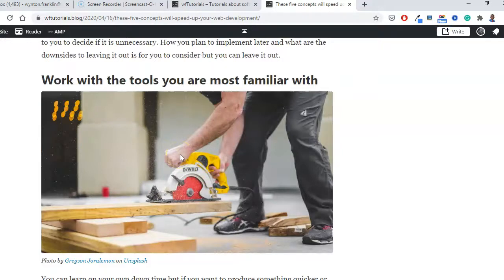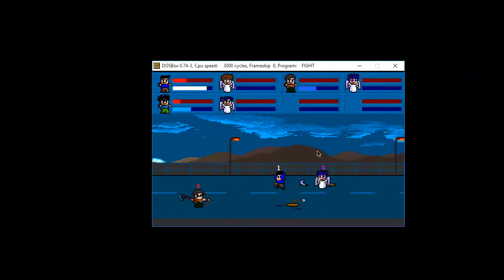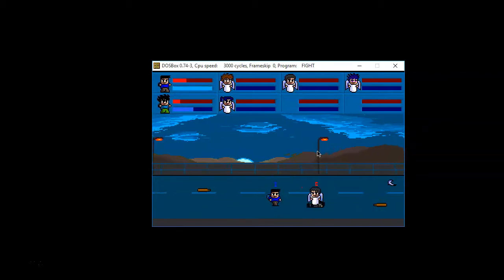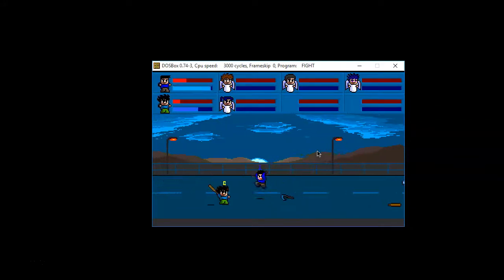Work with the tools you are most familiar with. Well, this may seem obvious to everybody, or maybe it isn't. You should work with what you're most familiar with. This is a definite must, especially when there are time constraints. I mean, it's not always possible. There are so many scenarios where this is not an option, but as long as it is an option, you should work with what you're most familiar with.